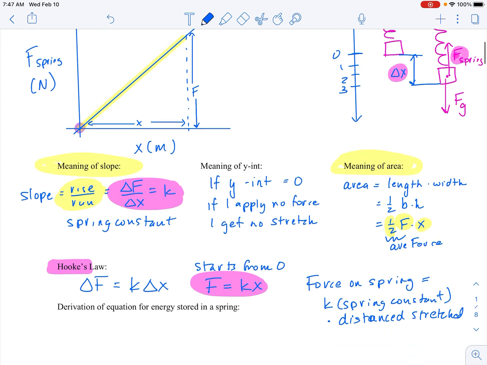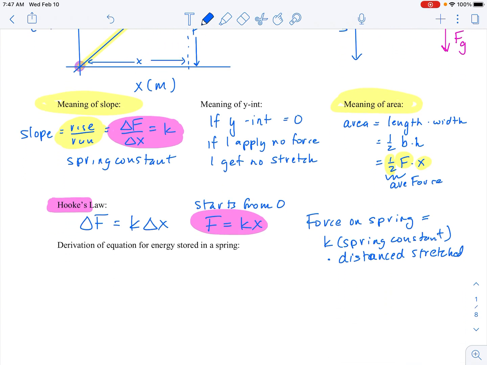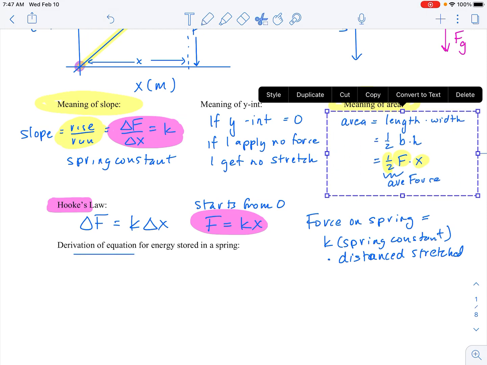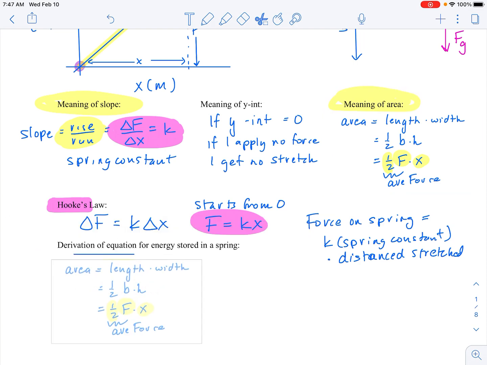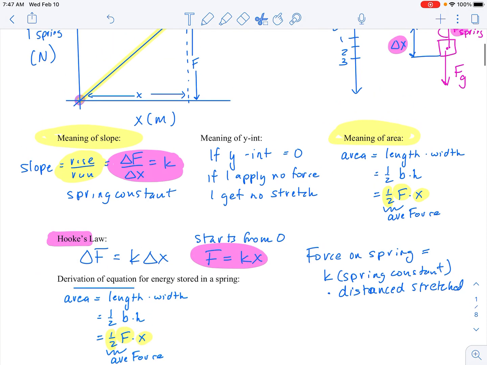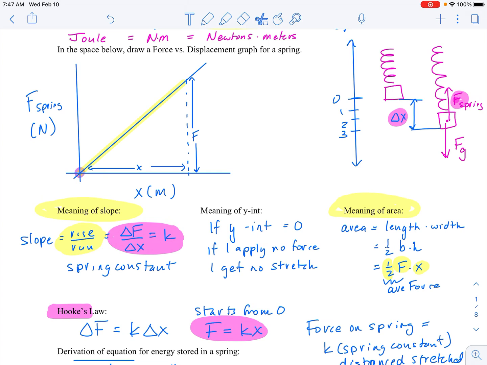Let's see. So I'm going to take this idea down here to where it says derivation of energy stored in a spring. So I'm going to take this idea and copy it, and paste it down here. Okay, so this is where I was. Let's apply a little bit more here.